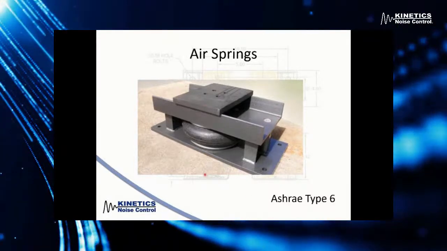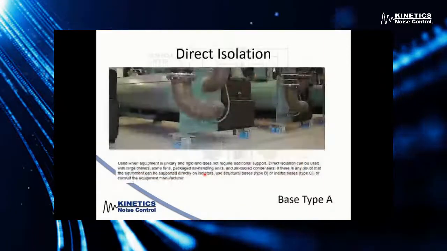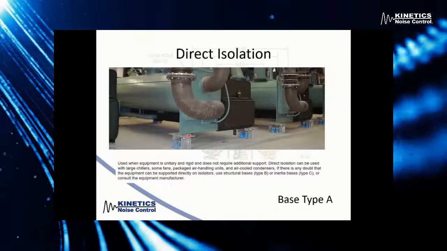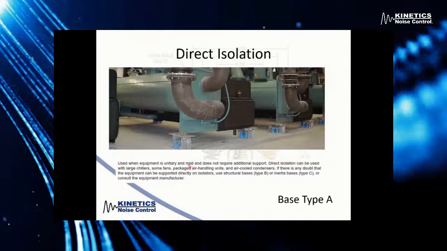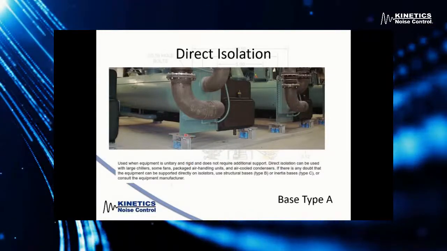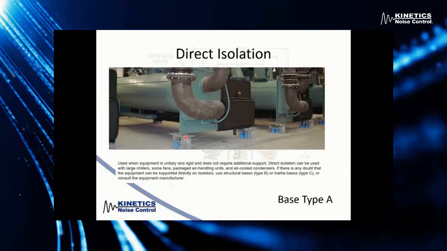So there are the ASHRAE types of isolators that you have to choose from. And then we have the ASHRAE base types. A base type A is basically there is no base, okay? The equipment sits right on top of the isolator itself. Here we see a nice big chiller sitting on top of the isolator. So that's a base type A, direct mount.